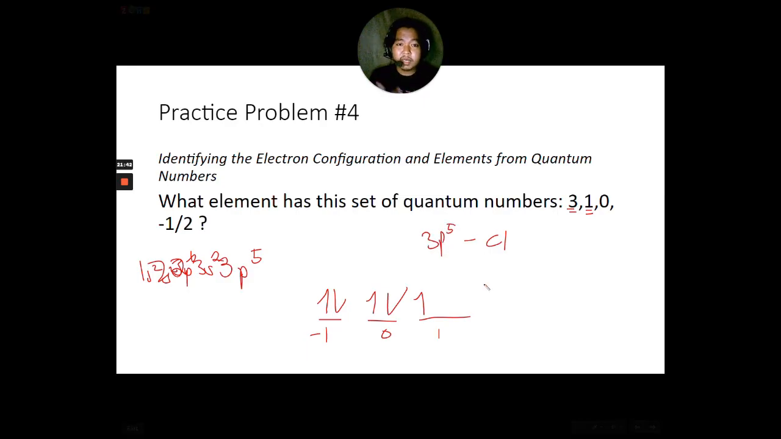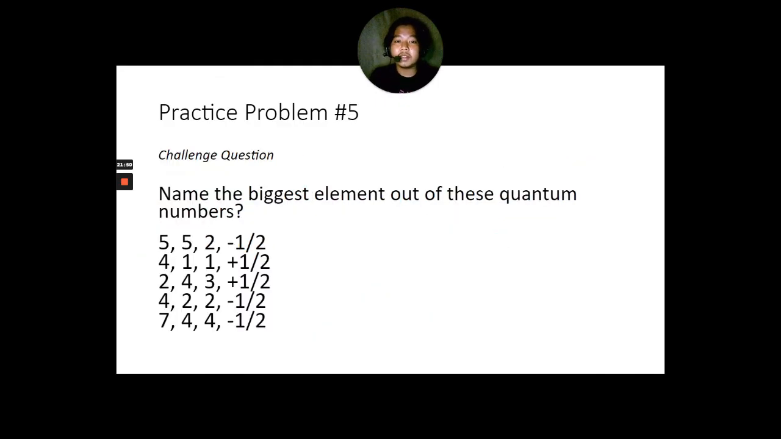Alright. Hopefully that makes sense. For the first problem, we solved the electron configuration to get the quantum numbers, and the other way around in 3 and 4. For the challenge question number 5, I'll be leaving it to you since the video is already quite long. You are to identify the elements of the following, and then name the biggest element out of these quantum numbers.